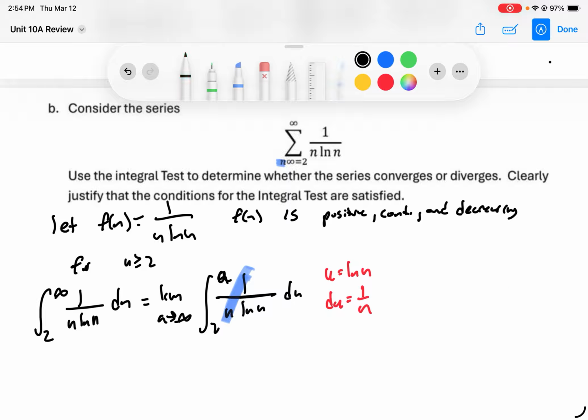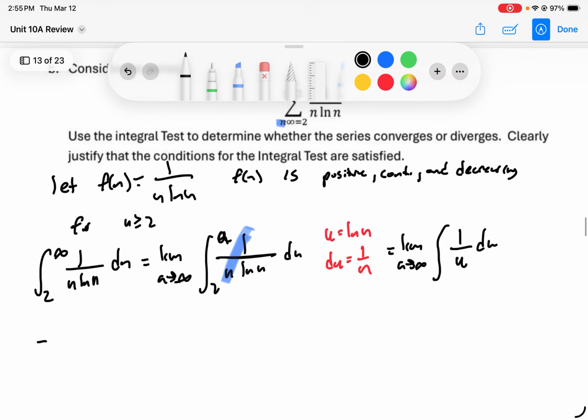So this would be equal to the limit as a approaches infinity. I'm not going to write the limits of integration because I'm going to wind up changing them. This is just the integral of 1 over u du. The antiderivative of 1 over u du, this would be the limit as a approaches infinity.